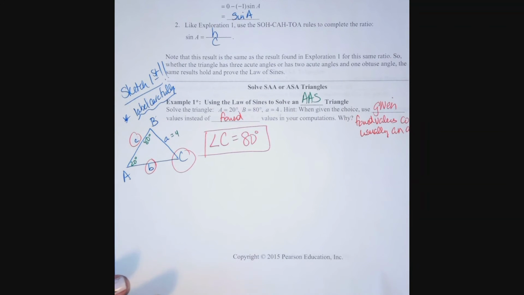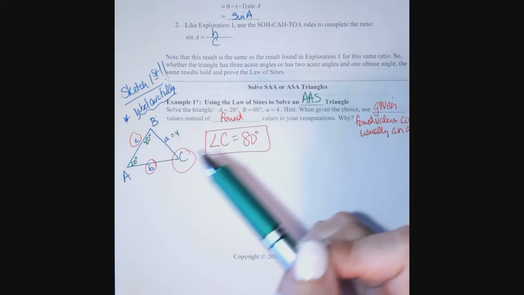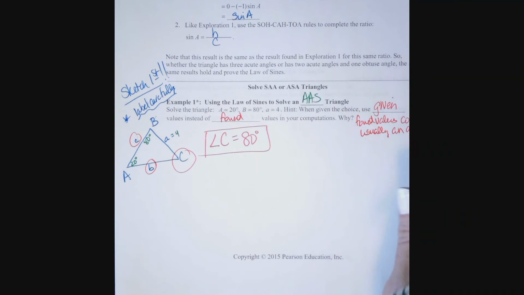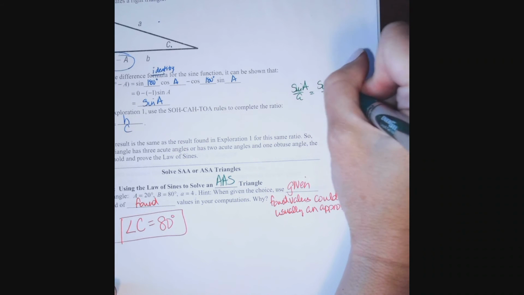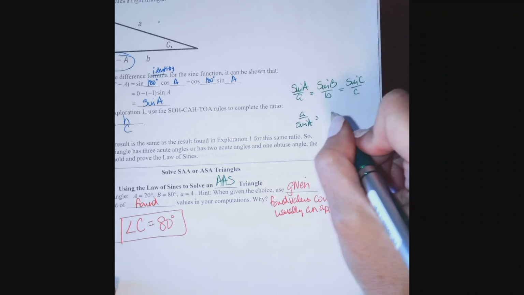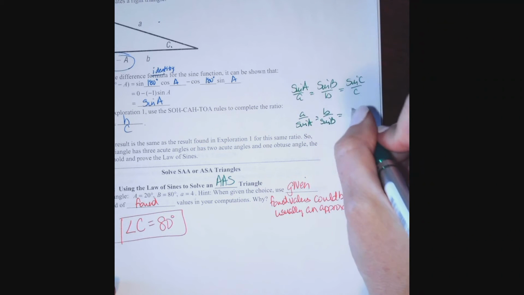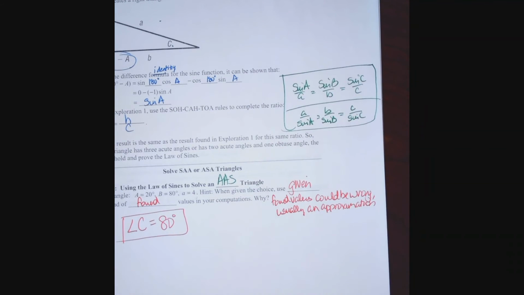Now let's find side B and side C. Those are the 2 side measures that I don't know yet. I'm going to use my given information and law of sines. Law of sines says that I have sine A over A equals sine B over B equals sine C over C, and I can flip those. I could write it as A over sine A equals B over sine B equals C over sine C. Either direction, law of sines works.